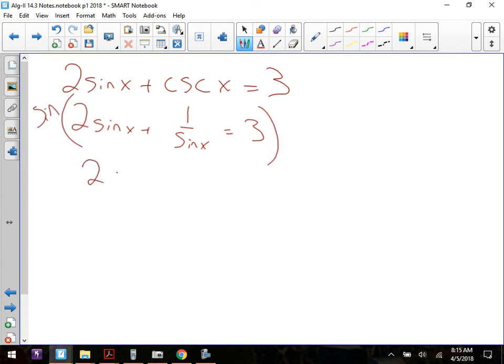you get 2 sine squared plus 1 is 3 sine x. And now you're back to a problem that's relatively simple. Right. What do you do first? Bring the 3 over.